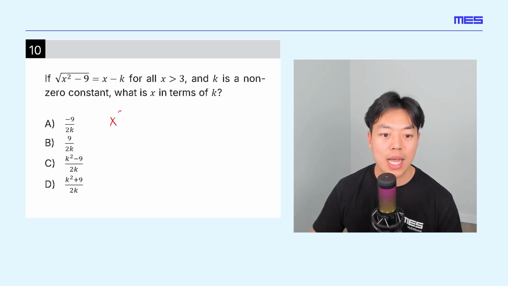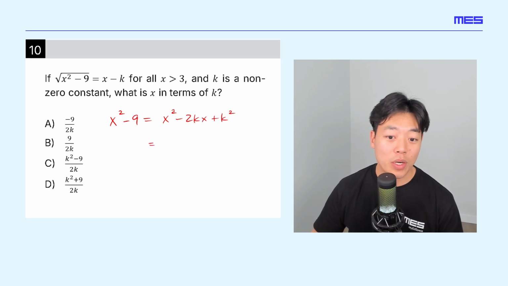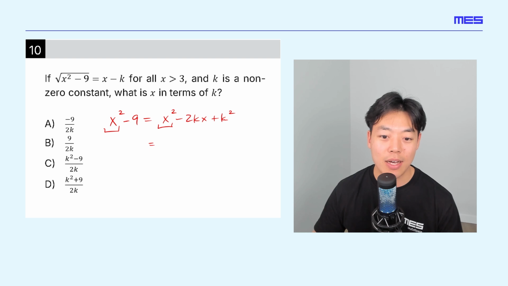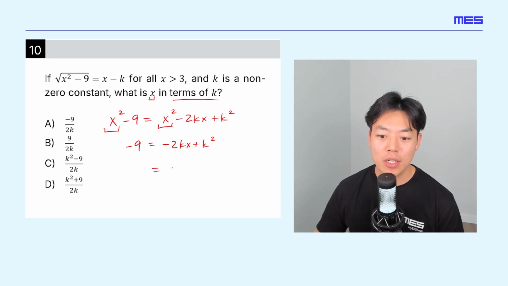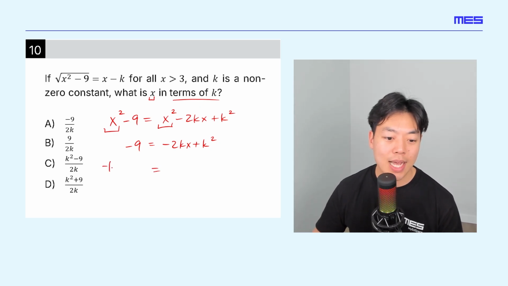Well, square both sides. We'll get x squared minus 9 is equal to x squared minus 2kx plus k squared. The x squareds will go poof in the night here. They're going to eliminate. And once we get rid of that, we're left with something like this. We want to solve for x so that we have x by itself, and we can write that in terms of k. We're going to go ahead and subtract k squared from both sides then.